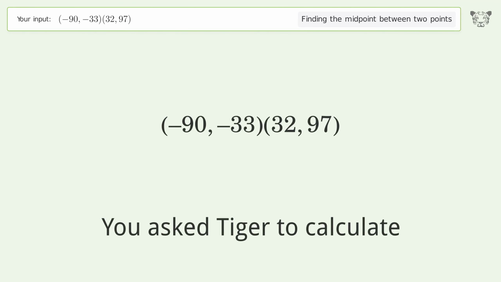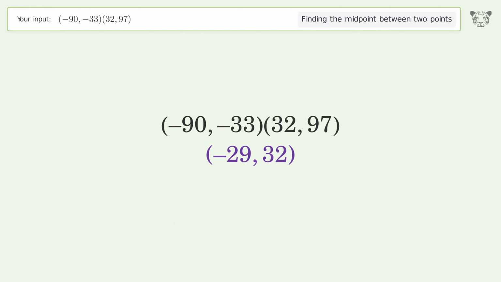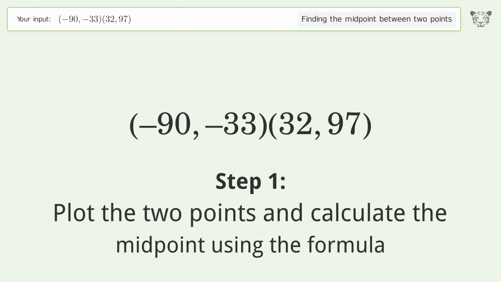You ask Tiger to calculate. This deals with finding the midpoint between 2 points. The midpoint between the 2 points is negative 29, 32. Let's solve it step by step. Plot the 2 points and calculate the midpoint using the formula.